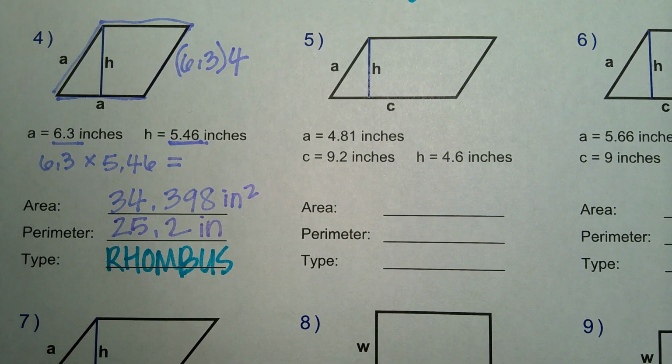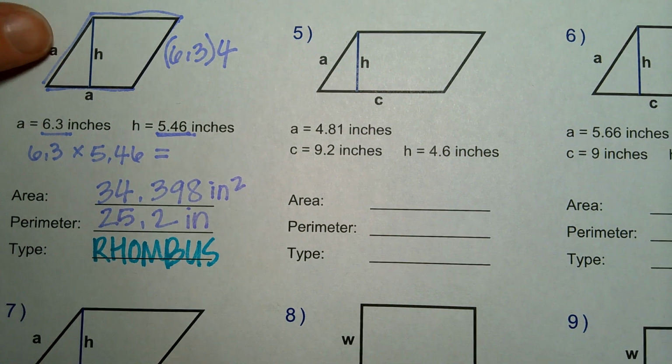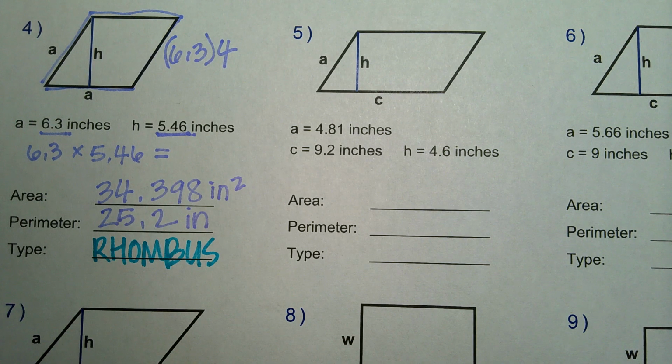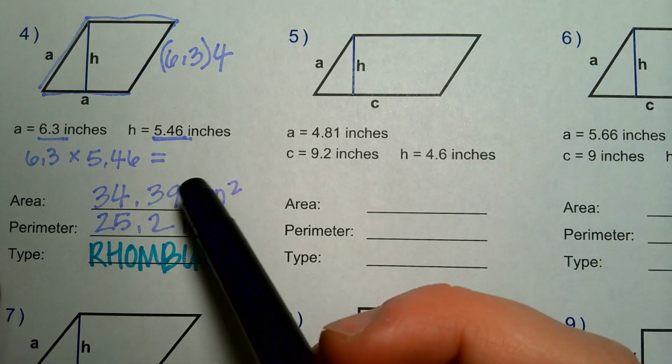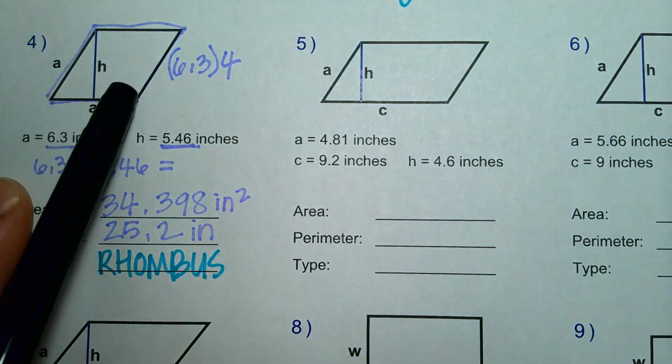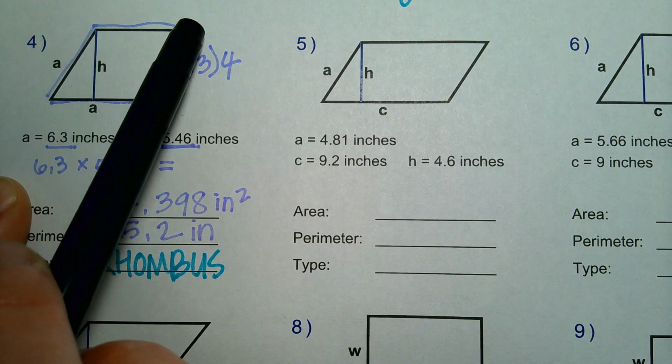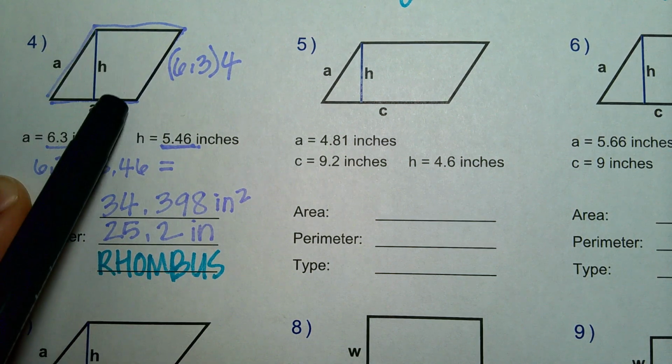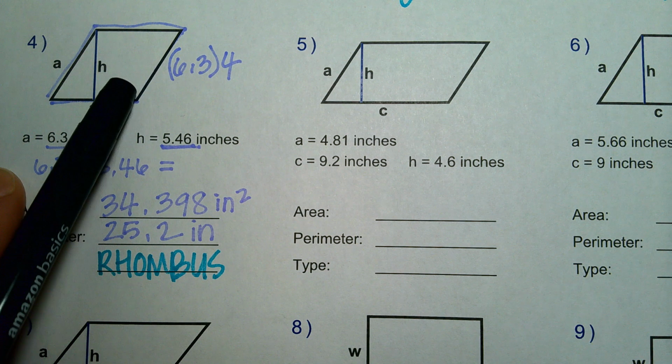Okay. So I have a question on that one. Sure. I got 23.52. Did you use the height instead of the side? I did 6.3 times 5.46. Okay, so that's why. Whenever you're doing perimeter, we're only looking at the values that are on the very outside edge of the shape. The height is actually inside the shape. That's what we use for area.